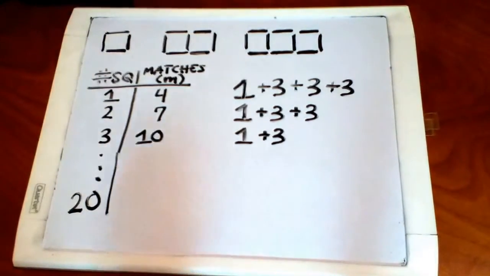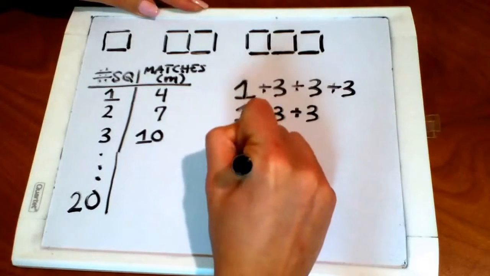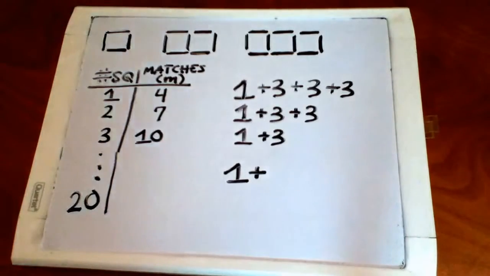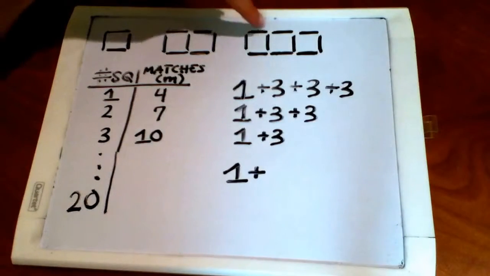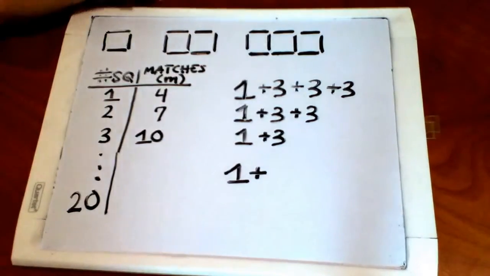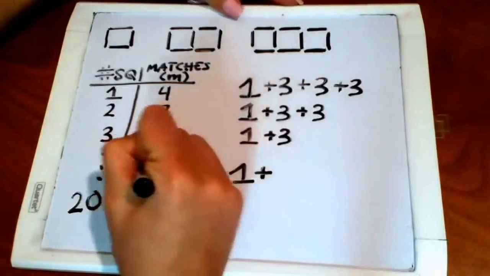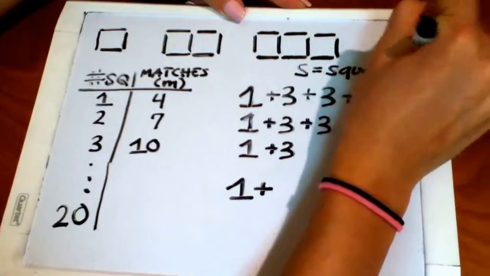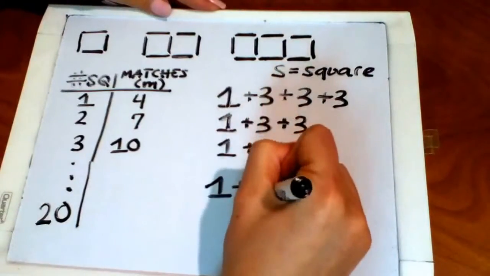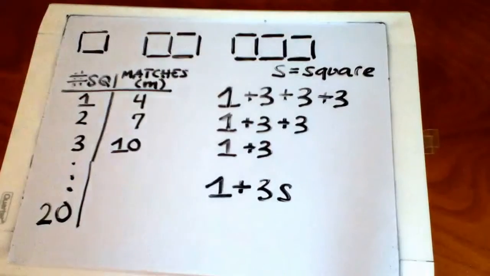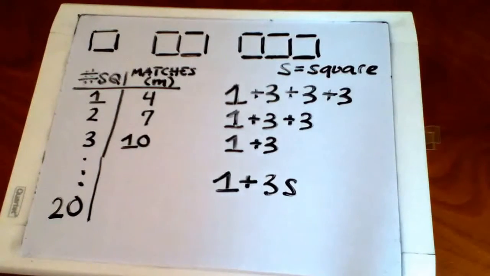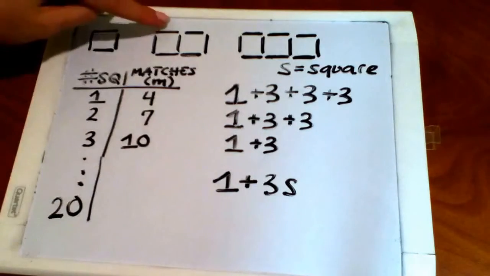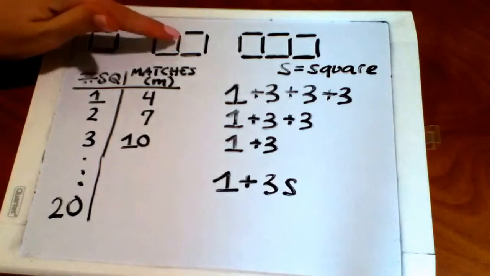And the multiplication rule can look something like this. So you're always going to add 1 plus something, and then you're always going to have 3 matches for the amount of squares you have. So let's use S to equal squares, the amount of squares we're using. So 1 plus 3S. So basically, like we just said, that means that for every pattern you're going to have 1 match, which is right here, 1 plus, and then for every square you're going to have 3 matches.